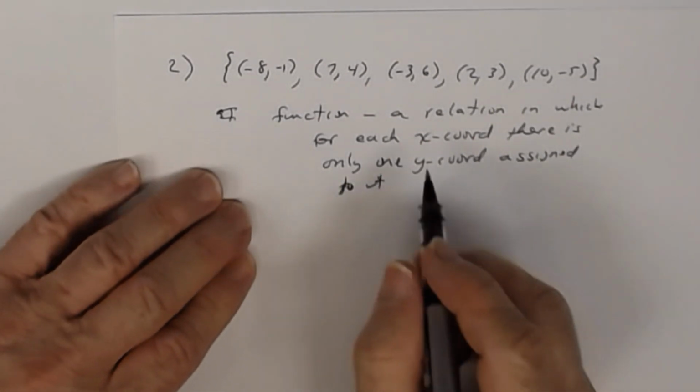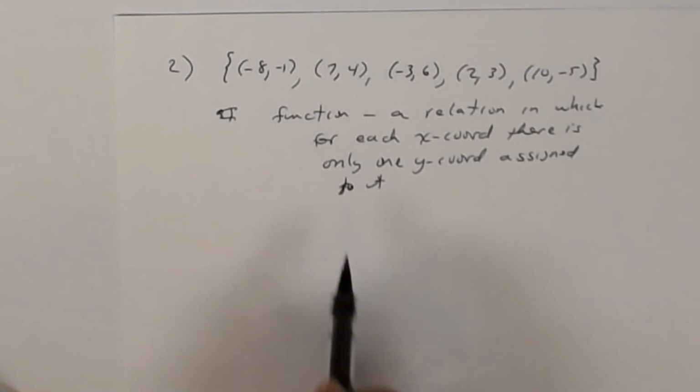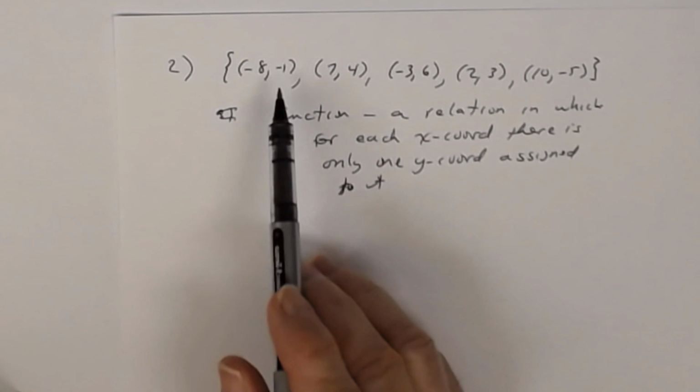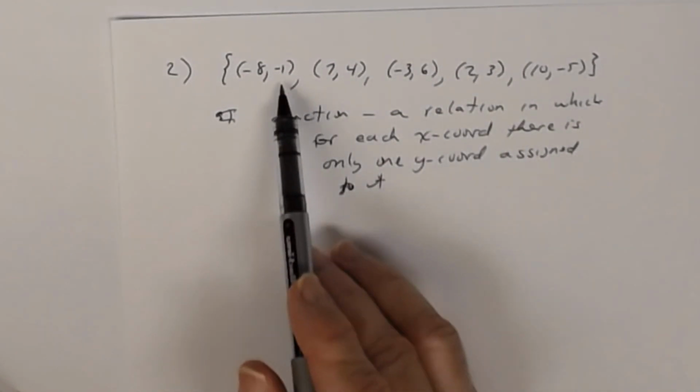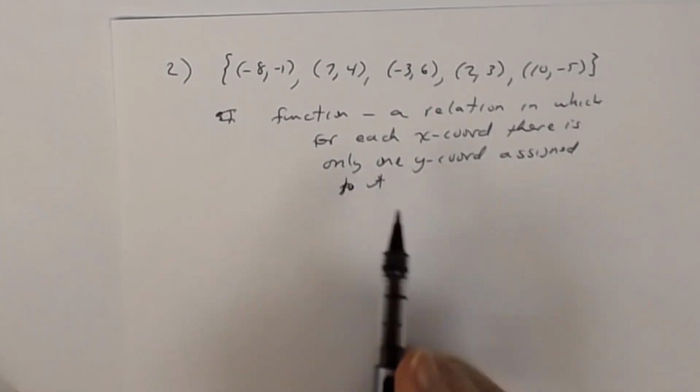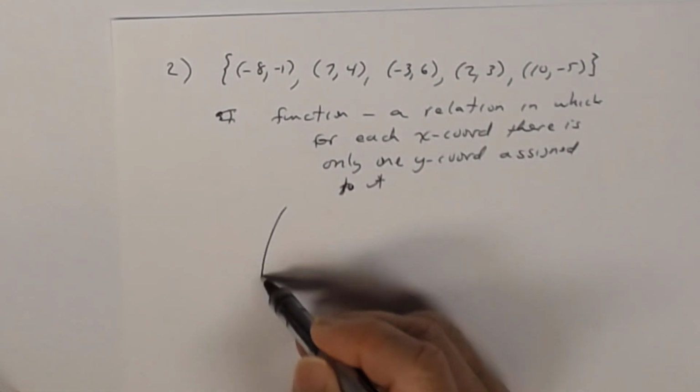Okay, so for each x coordinate, there's only one y coordinate. And one of the things you learned in those lessons was that when you're given a finite set of ordered pairs, finite meaning you can count them, 1, 2, 3, 4, 5, there are 5 of them, it's a good idea to use the idea of a mapping.